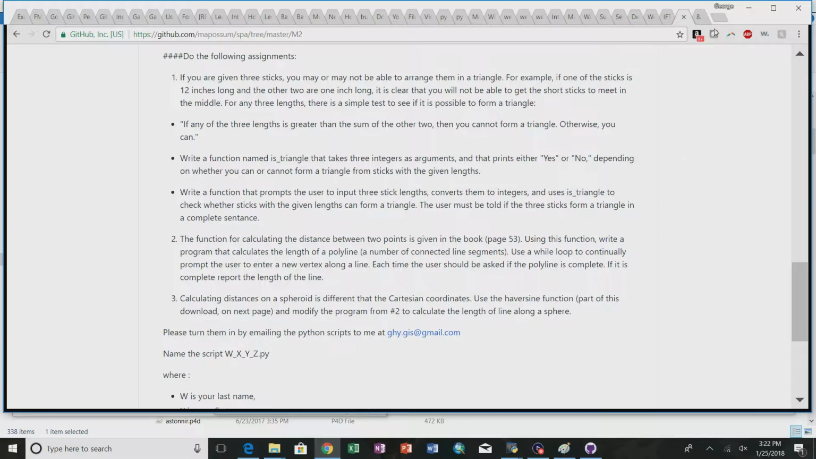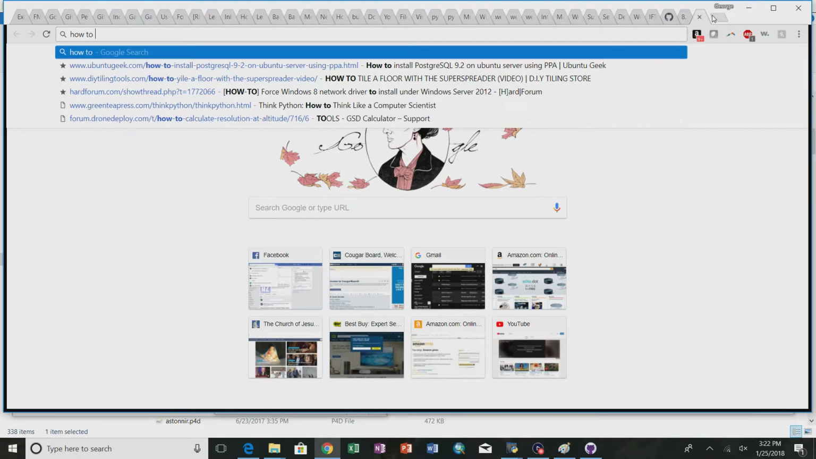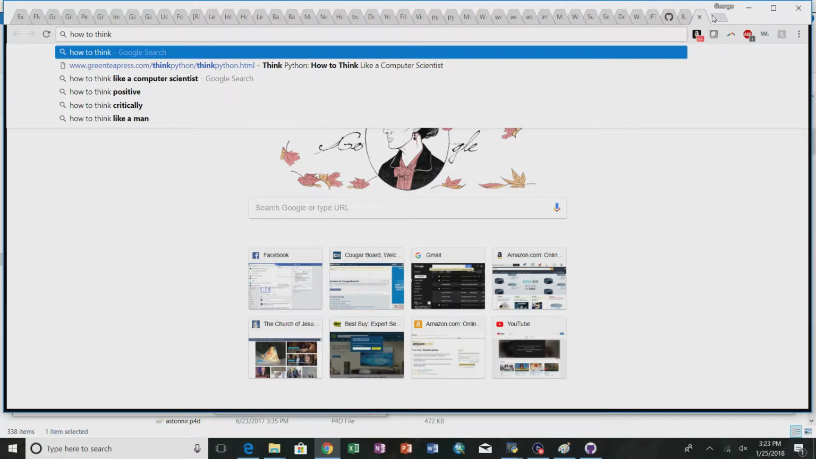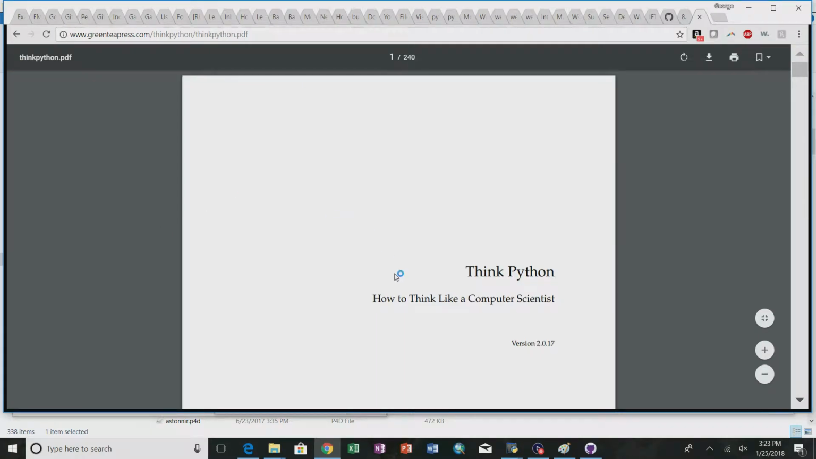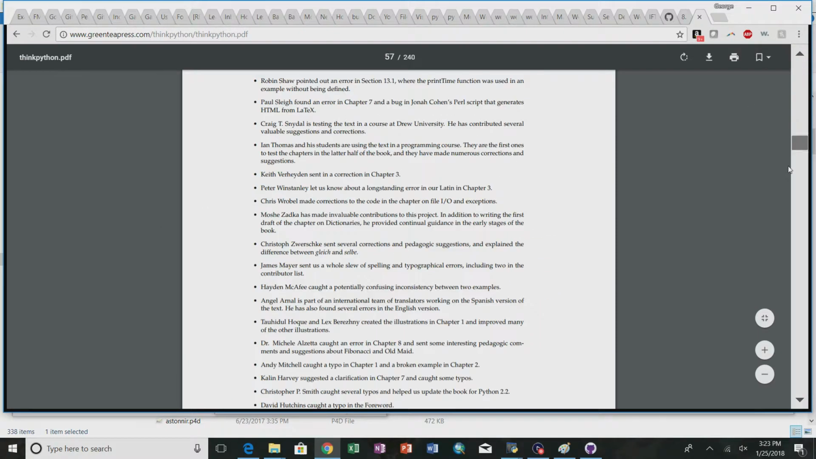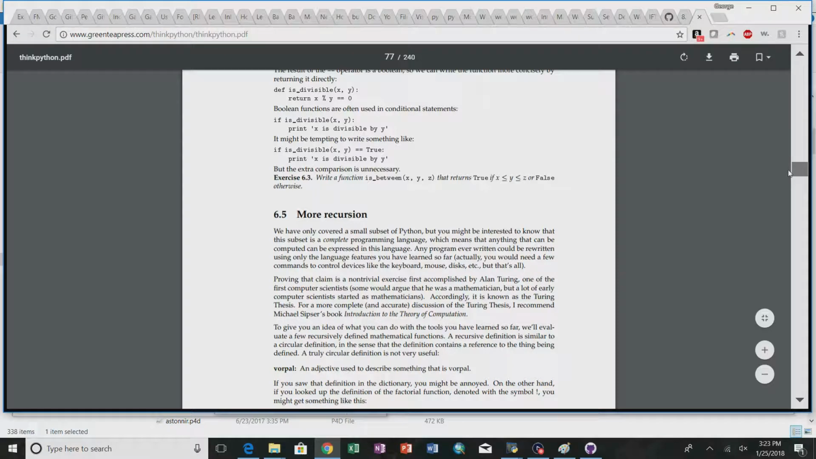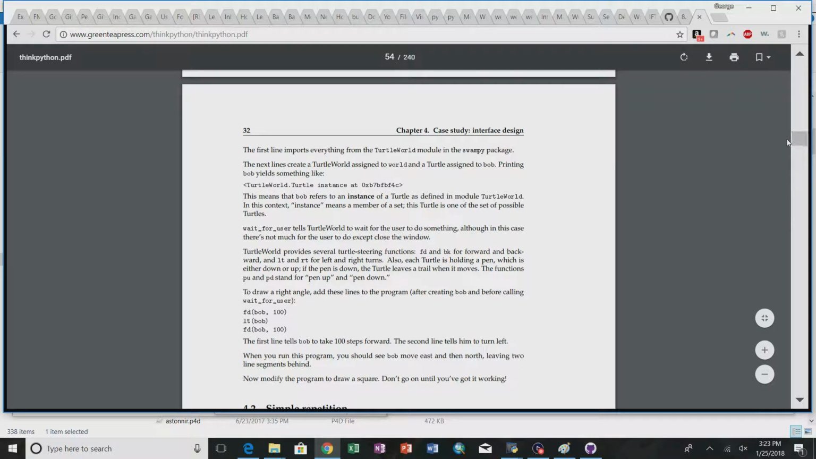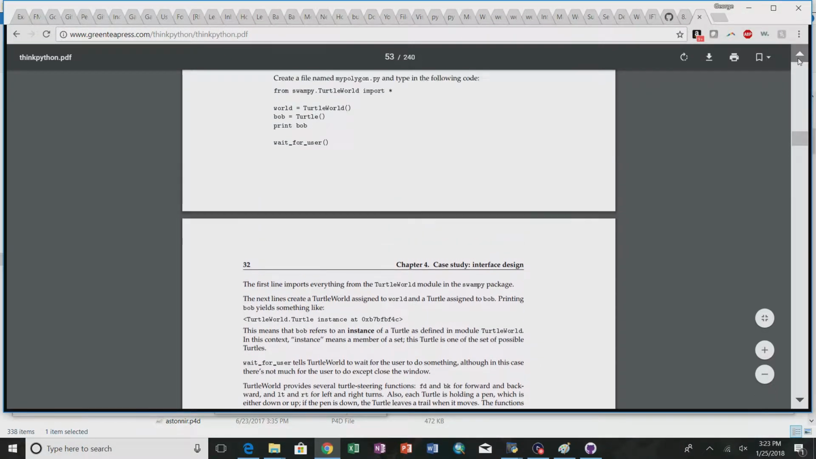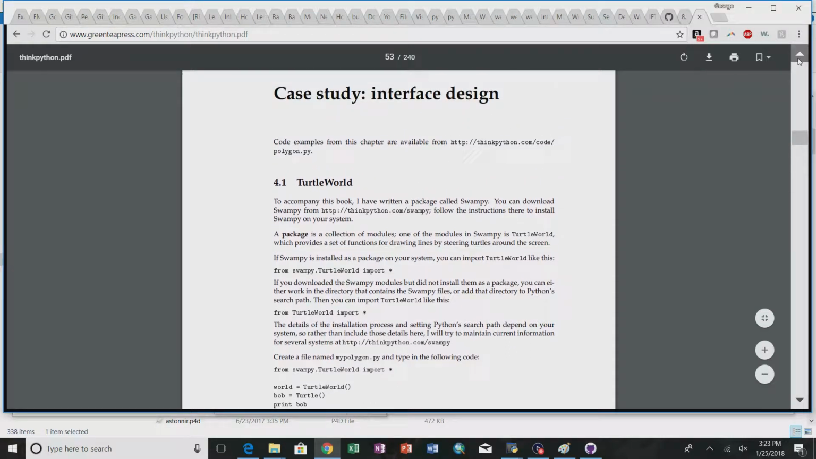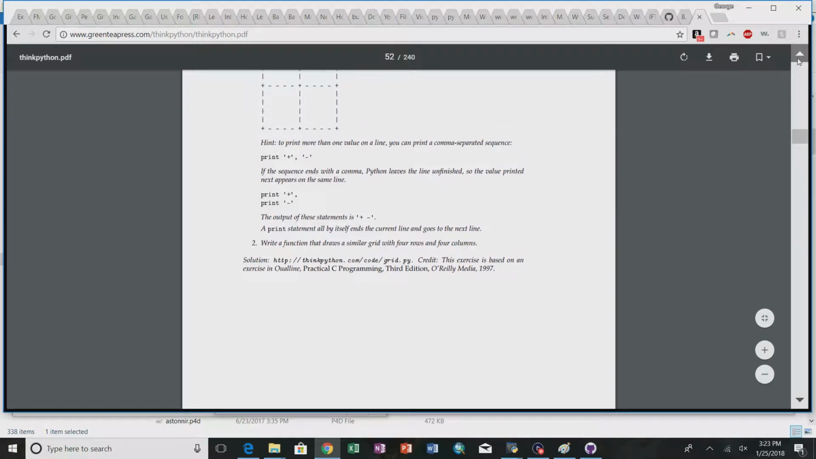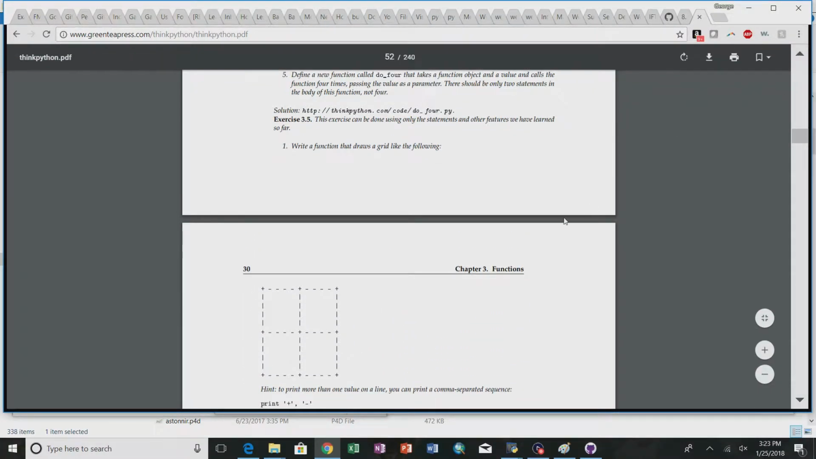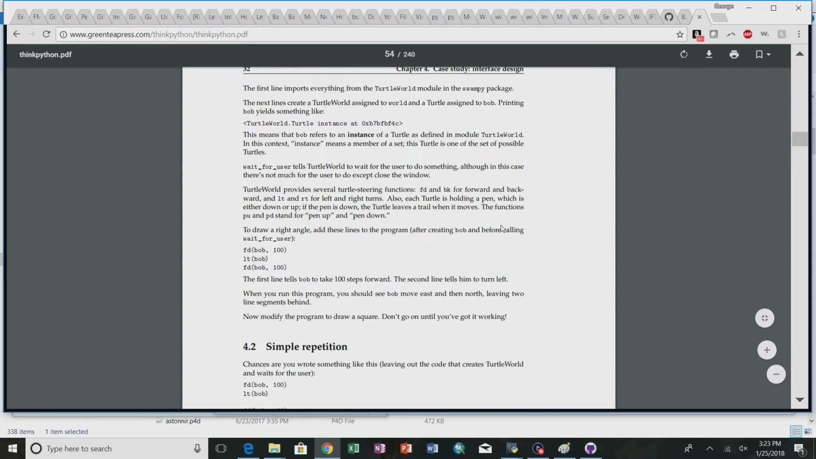So let's look at the book. We're going to start with script 2. Okay, so I said it was on 53, and it's not on 53. It's page 52 in the book, or page 74 in the PDF. Section 6.2.